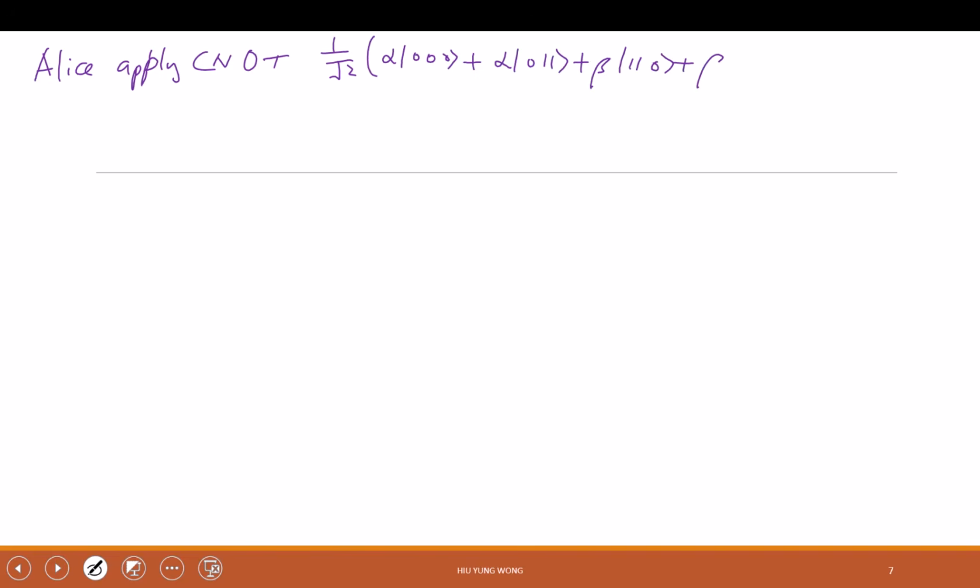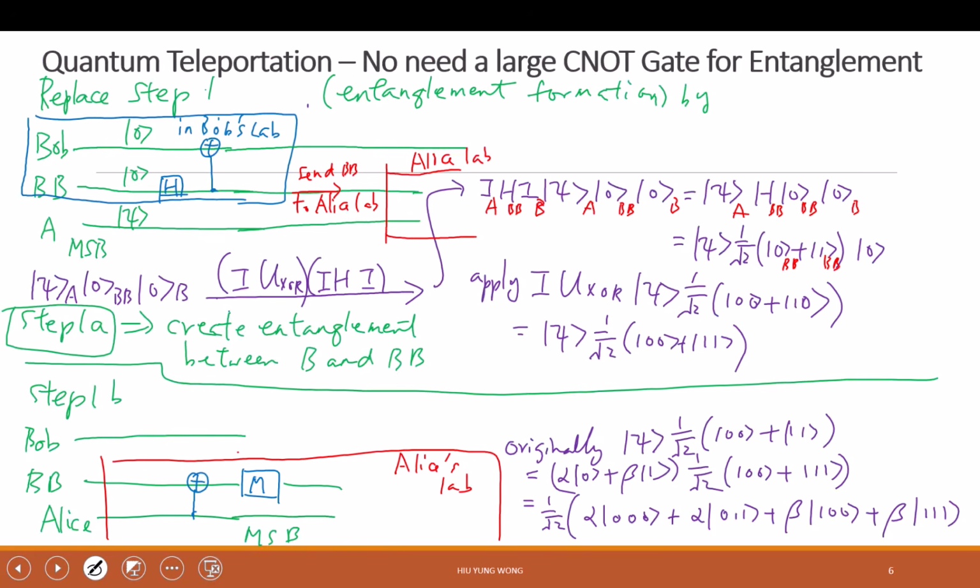Then, now, so Alex applies CNOT, right? Then the state, let me write it again, 1 over square root 2, alpha 0, 0, 0, plus alpha 0, 1, 1, plus beta 1, 1, 0, plus beta 1, 0, 1. But what is this control now? Which one is the control qubit for Alex?